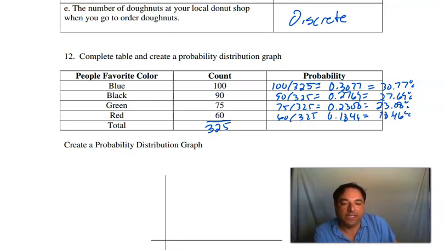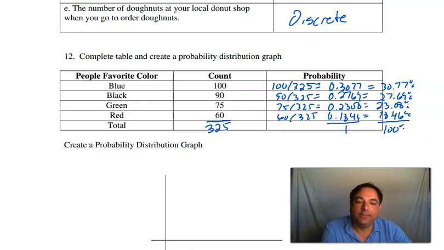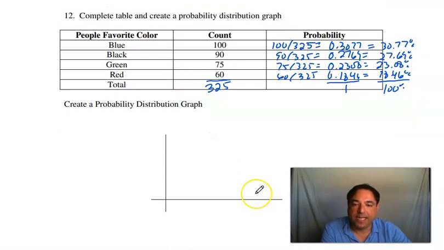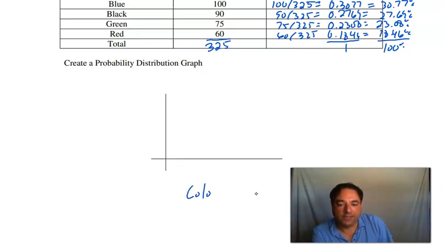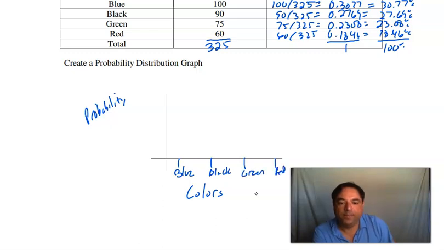Now, the decimals should add up to about 1, and the percents should add up to about 100, because, again, we rounded. That means that's everybody's favorite color. Now, to make the probability distribution graph, we're going to put the colors on the x-axis, and we're going to put the probability on the y-axis. So the colors we have are blue, black, green, and red. And the highest is 0.31.